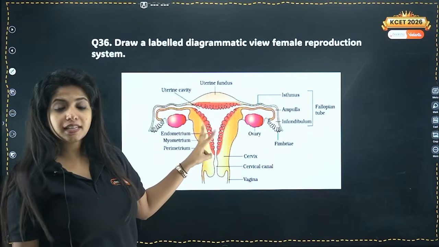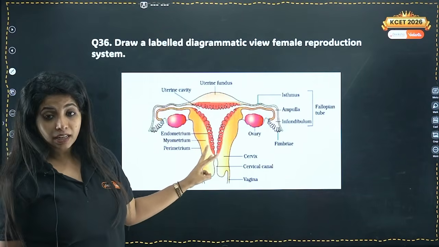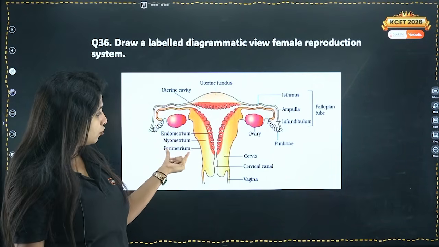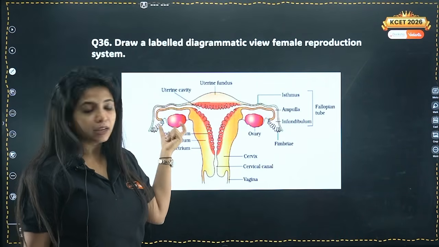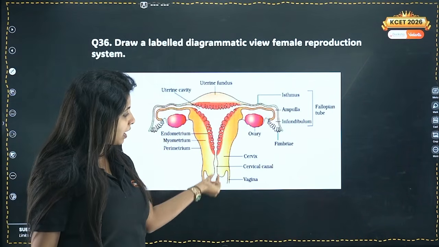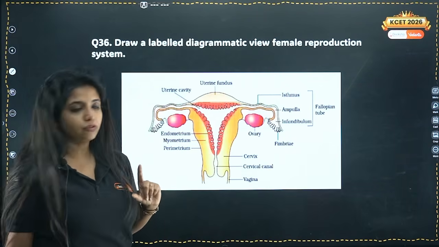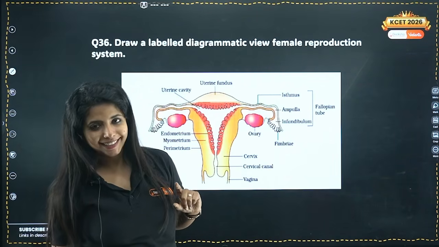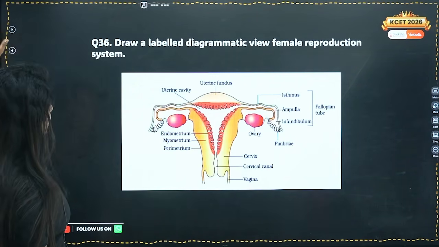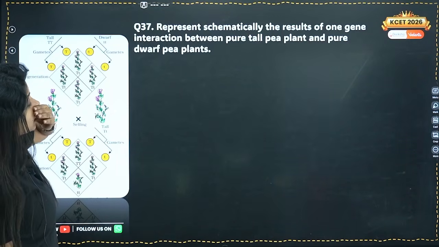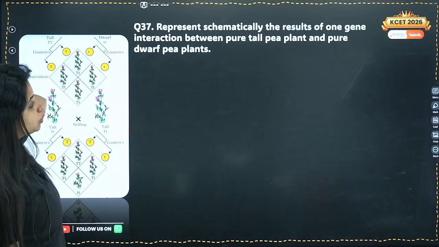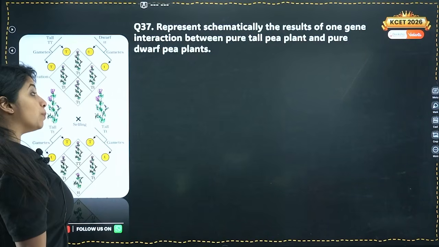You have 3 layers in the uterine wall. The outer layer is perimetrium, then you have myometrium, and the innermost glandular layer that we have is endometrium. Right over here we have the cervix, this canal is the cervical canal, and then you have the vagina. Got it? This is the diagram that we have to make. It's an easy diagram, right? Comparatively easy.